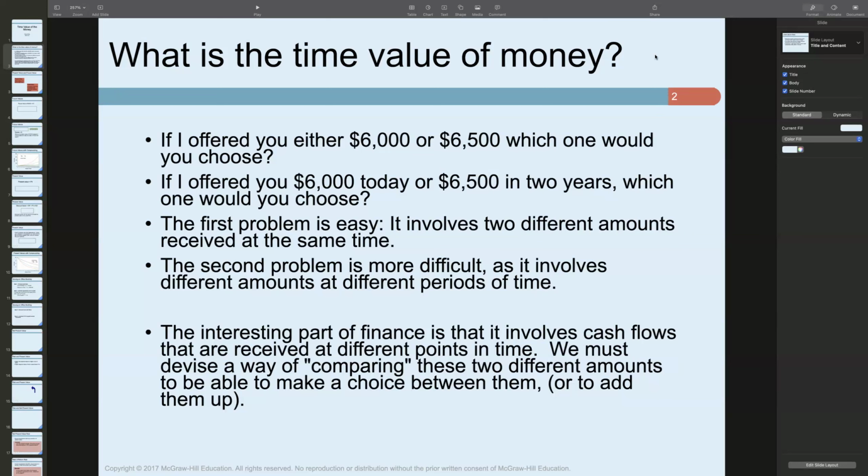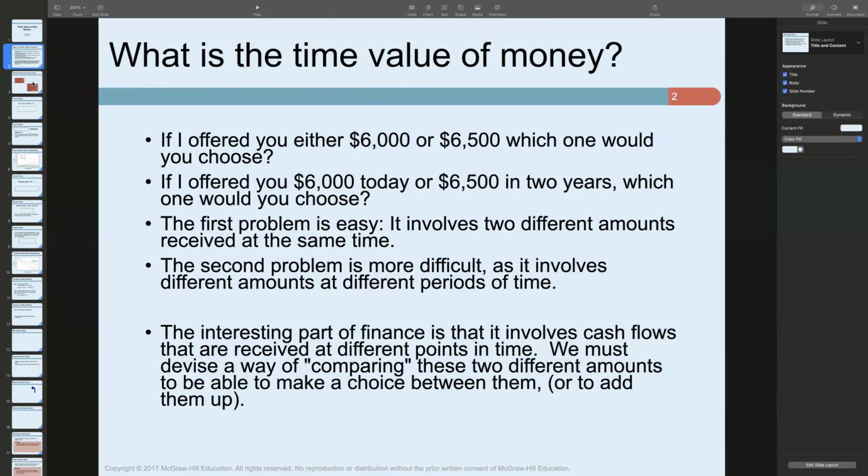That's why in theory we should calculate the net present value. The net present value is: in 2 years, how much would 6,500 be worth today? That's why we are using this.